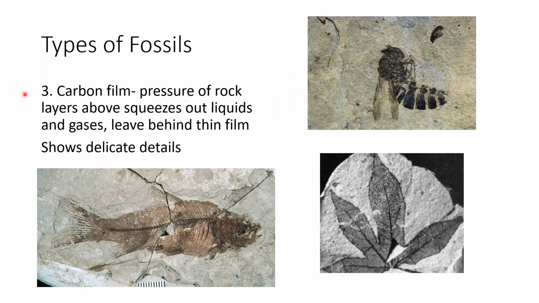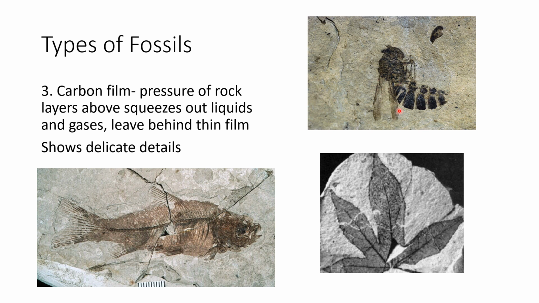Next is the carbon film fossil. So this is when the organism gets buried by lots and lots of layers of really fine sediment. And then over time, the layers above it squeeze out all the liquids and gases and leave behind just a very thin film of carbon. So this type of fossil shows really delicate details, like this fish here. As you can see all the tiny little bones. You can even see some of the details of the scales and some of the webbing in the fins.